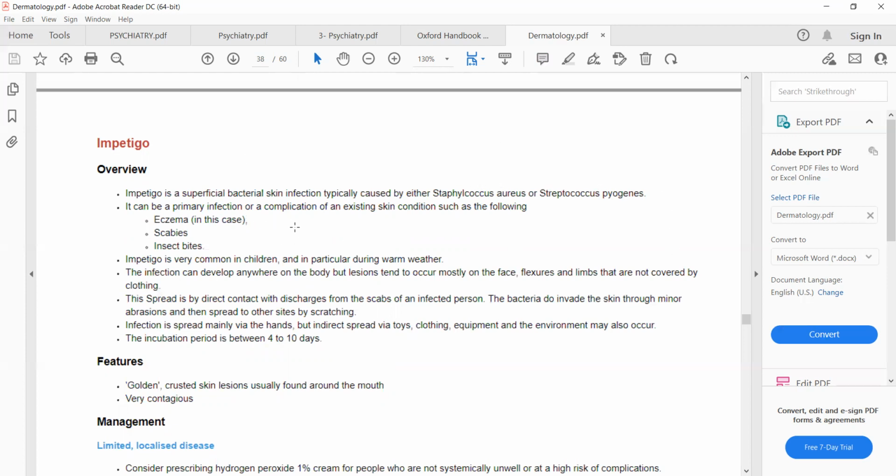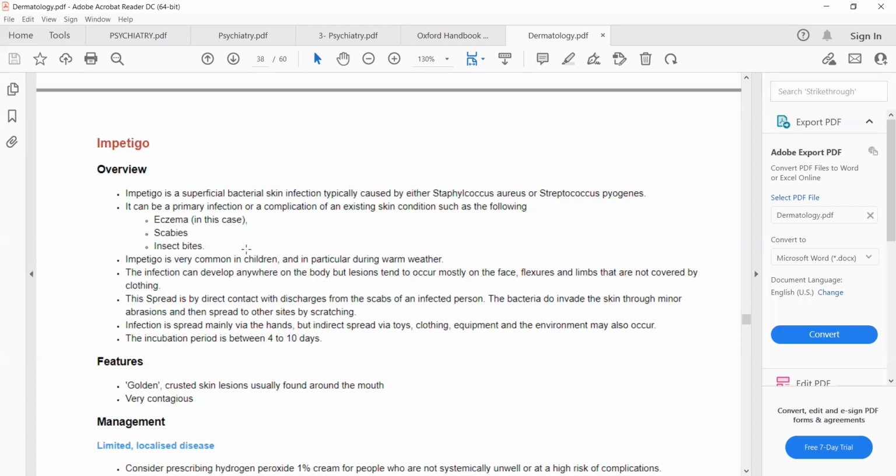It can occur as a primary infection or as a complication of an existing skin condition. For example, someone with a history of eczema can develop impetigo, someone with a history of scabies can develop impetigo, and someone with a history of insect bite can develop impetigo. Remember that impetigo is very common in children. It's not common in adults, it is common in children.